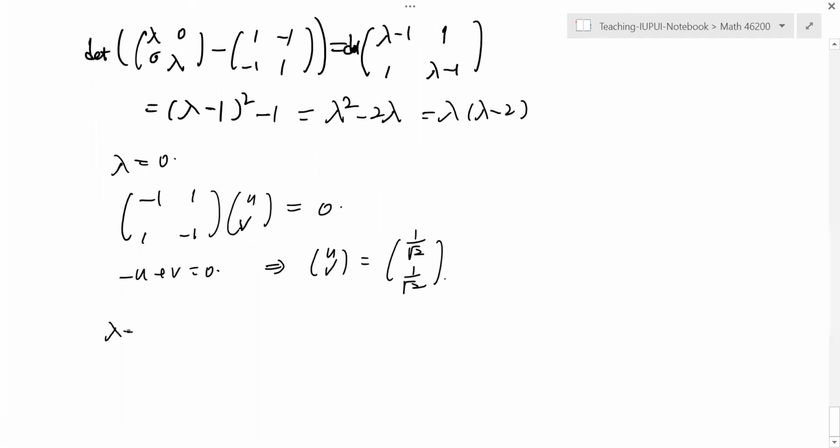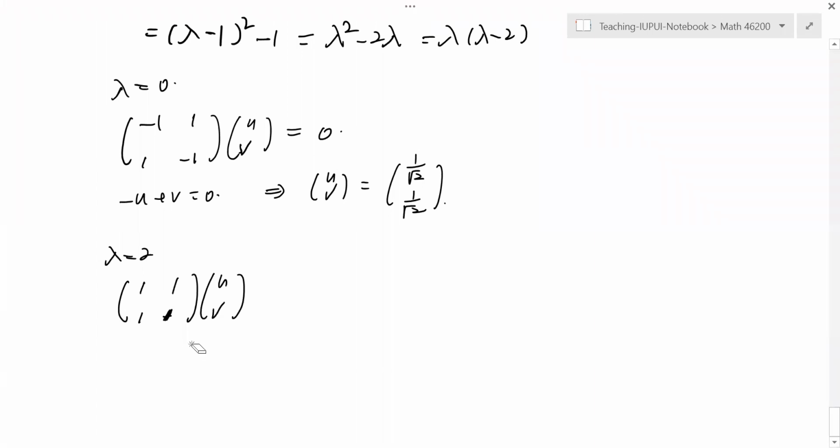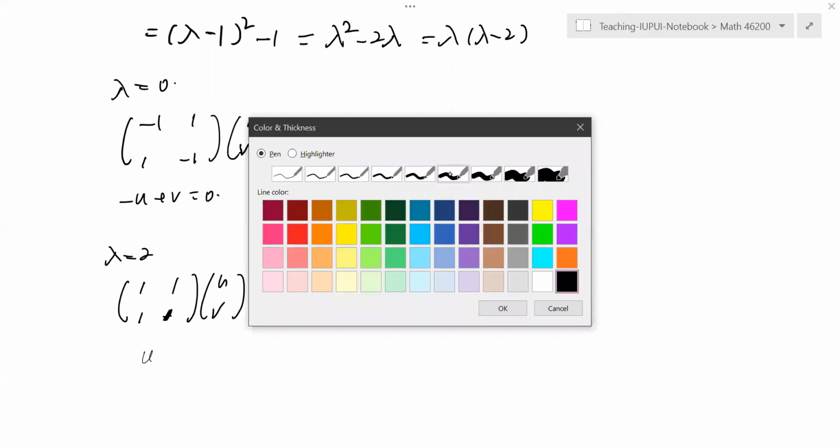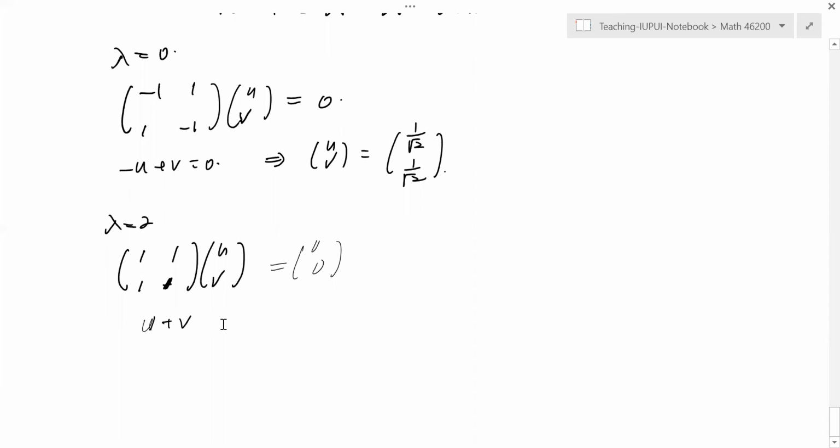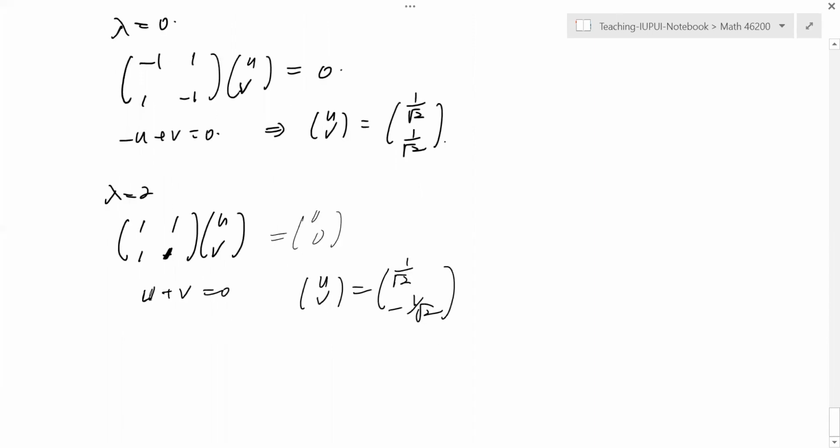Then when lambda equals 2, and u, v, in this case I get 0, 0. So clearly u plus v should be 0. So clearly u, v are going to have the opposite sign. So I can assume that. Right, so now you have two vectors.